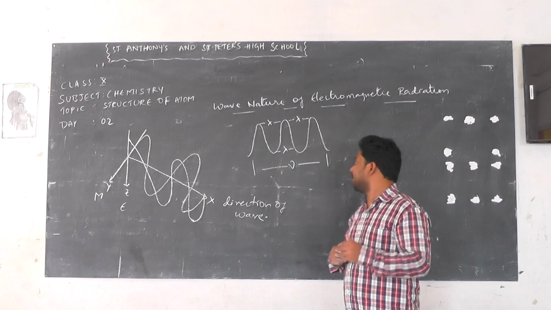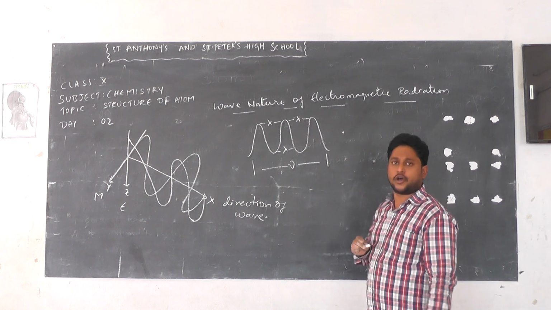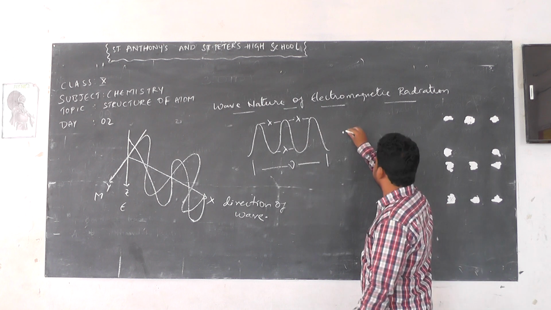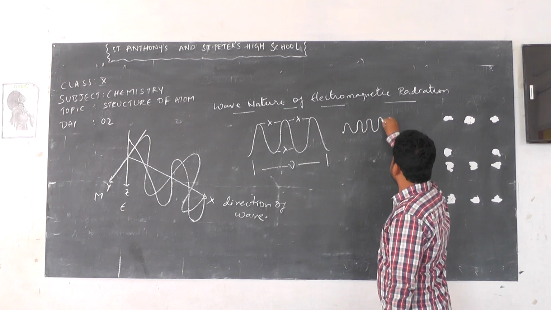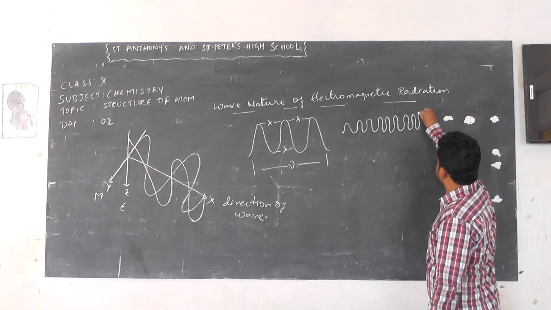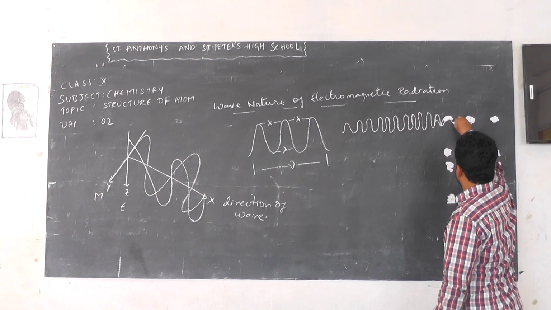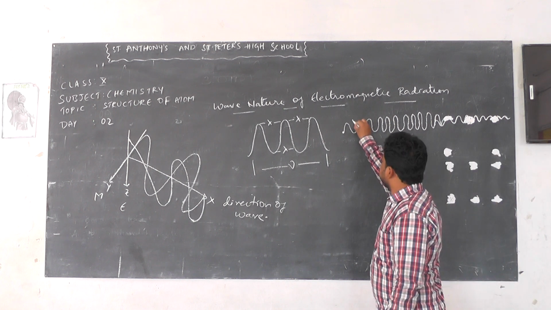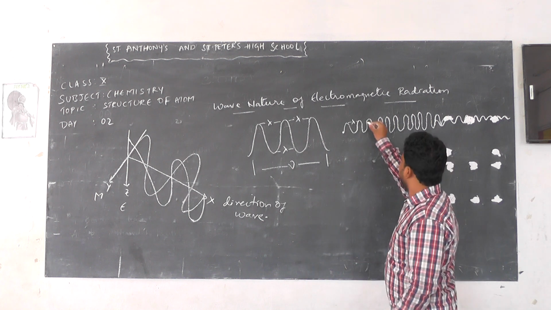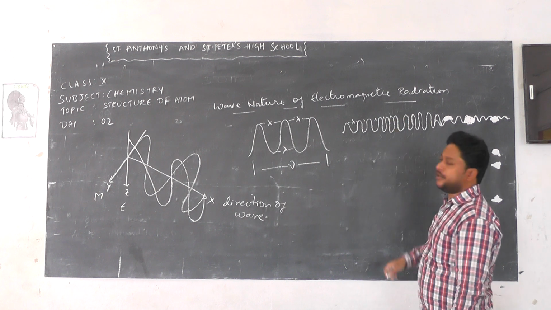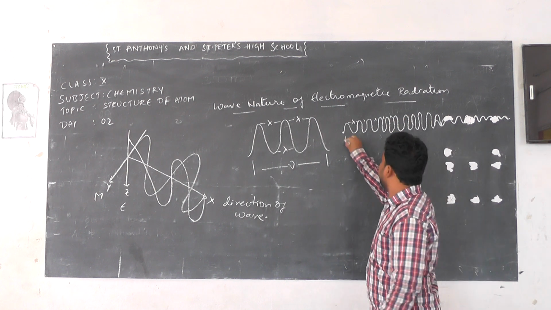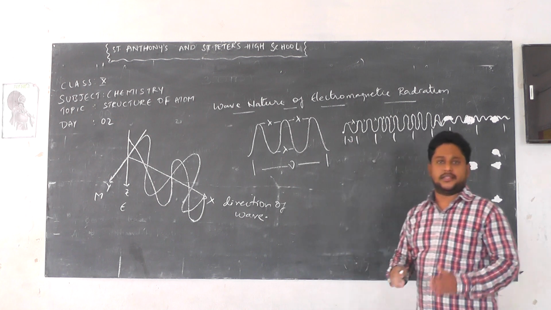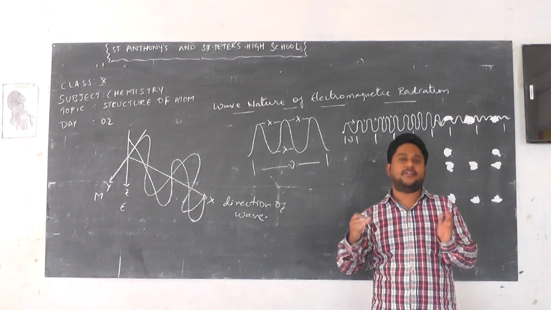Let us see how they are related. For example, this is the source of a vibrating body. Vibrations are taking place from here, so it is going to produce waves. If you look from the source, the distance between two waves is going to decrease gradually. The wavelength is going to decrease. And in a given time, the number of waves produced is going to increase when the wavelength is decreasing.